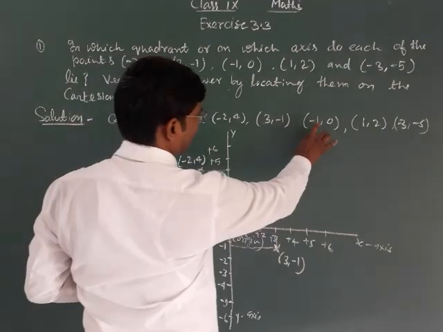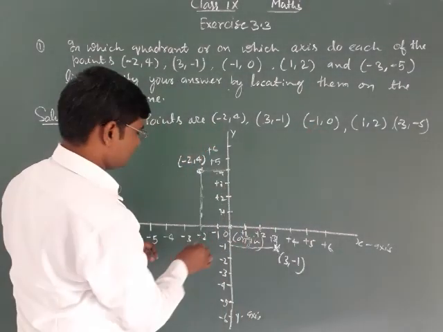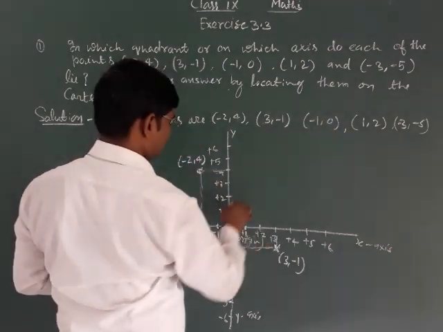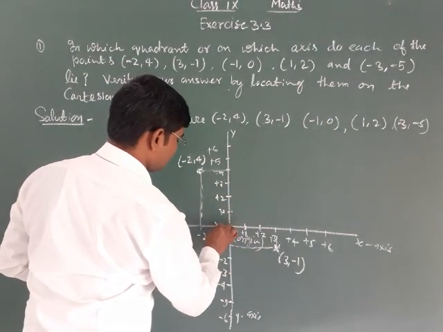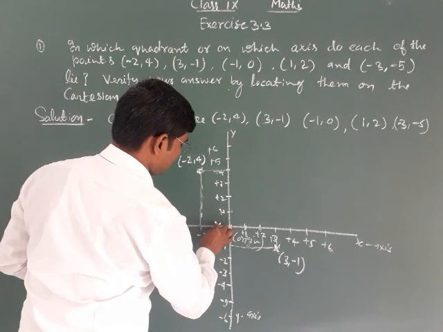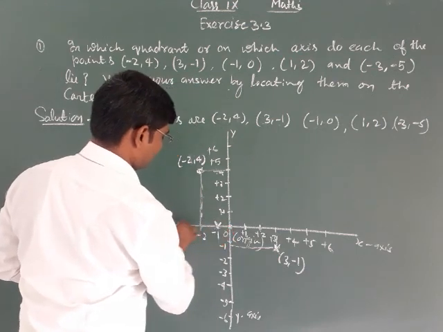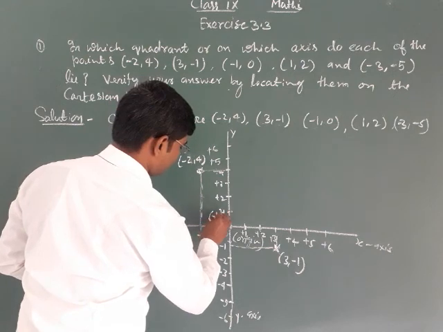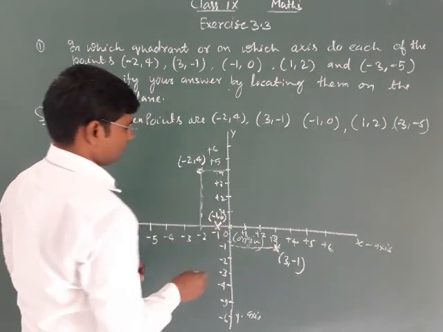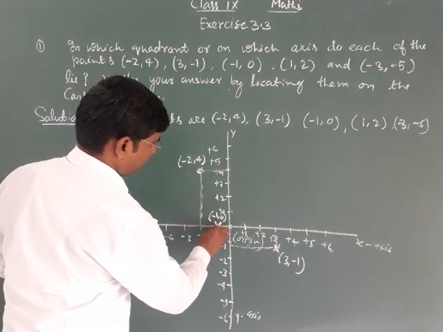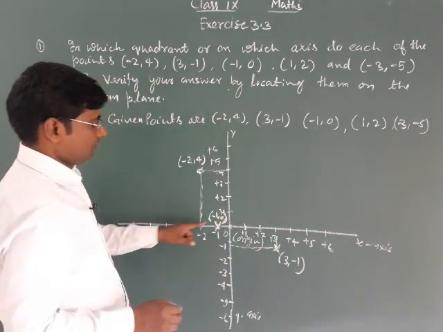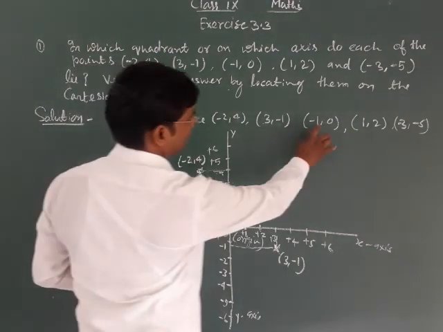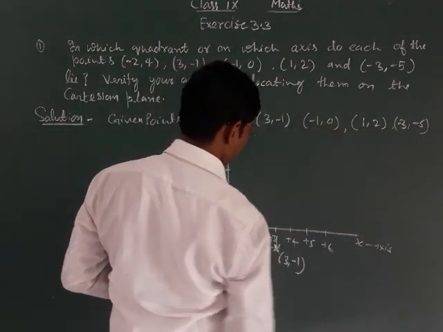The abscissa is minus, and the ordinate is 0, so there is no distance vertically; the point just lies on the x-axis at minus 1. So this is (-1, 0), and it lies on the x-axis.